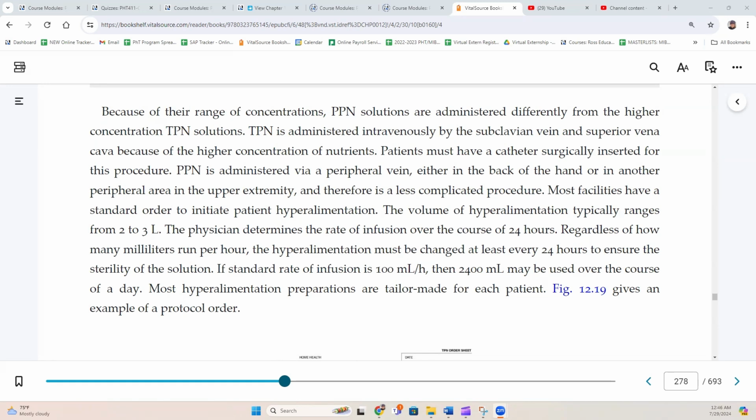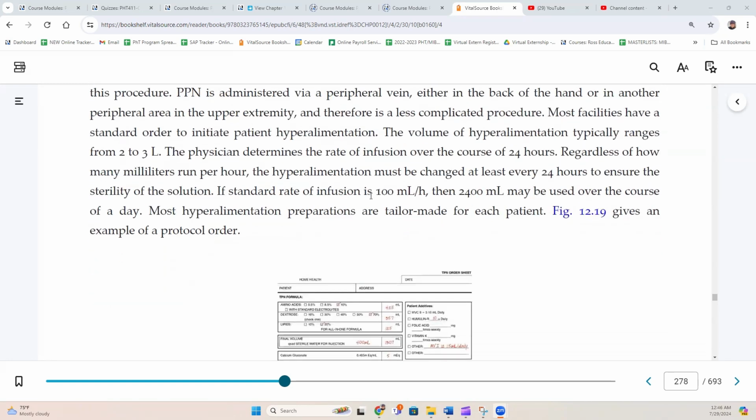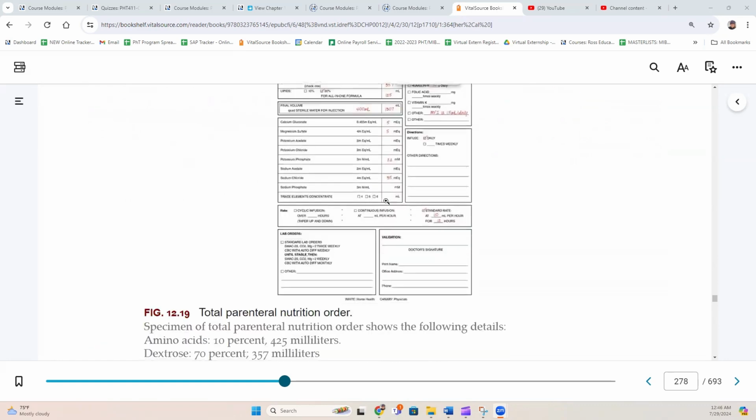If the standard rate of infusion is 100 milliliters per hour, then 2400 ml may be used over the course of a day. Most hyperalimentation preparations are tailor-made for each patient. Figure 12.19 gives an example of a protocol order.